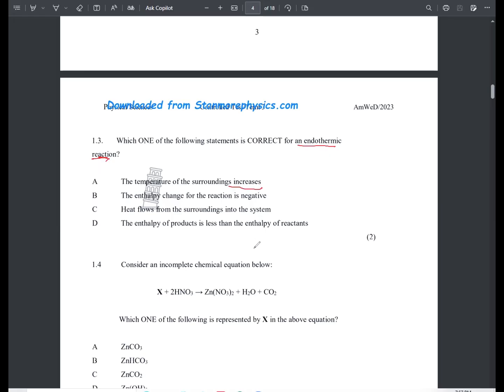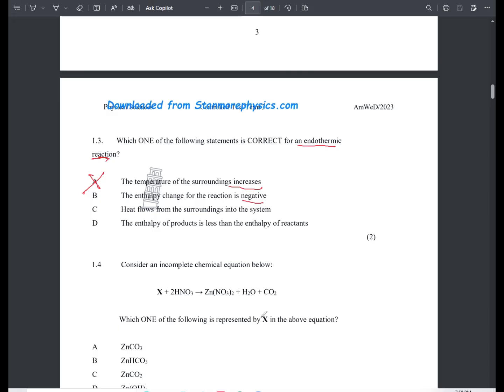If an endothermic reaction actually absorbs the heat, then we wouldn't expect the temperature of the surroundings to increase. Because remember, absorption of heat is related with the surroundings being cold. So the temperature would have to decrease in that case. So not quite correct. B, the enthalpy change for the reaction is negative. Now we know that is only true for an exothermic reaction, right?